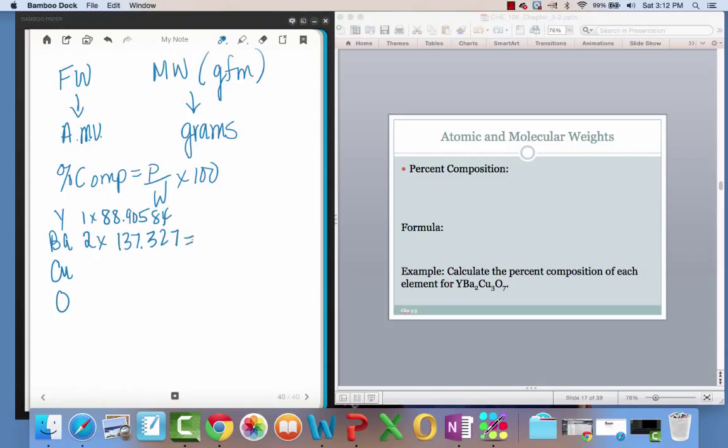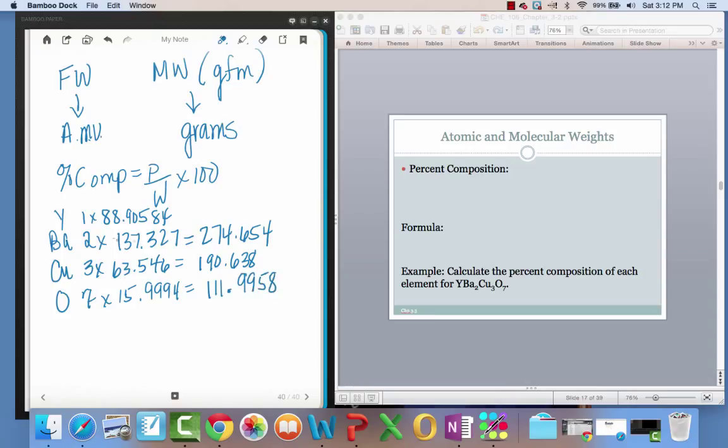And that's going to equal 274.654. We have 3 coppers times 63.546, which gives us 190.638. And we have 7 oxygens times 15.9994, which gives us 111.9958. There was only 1 Y.